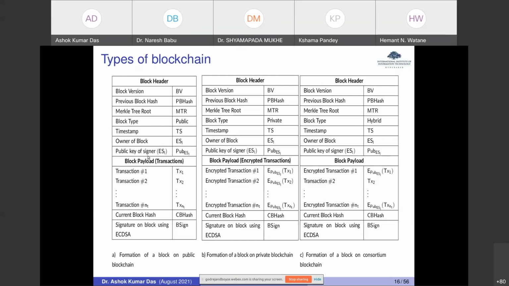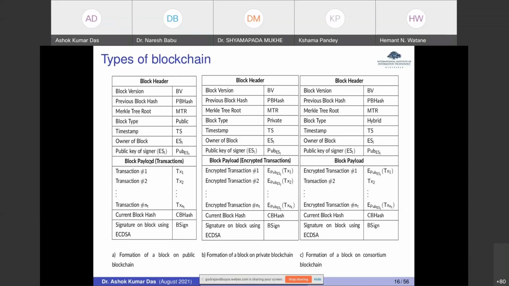Then the public key of that block owner or signer will be there, and this public key will be used to verify the signature that we have already discussed yesterday, something known as the elliptic curve digital signature algorithm, which will be used to verify the signatures.